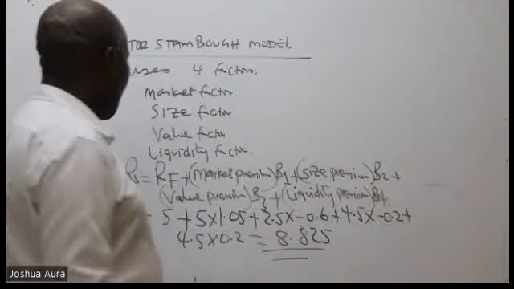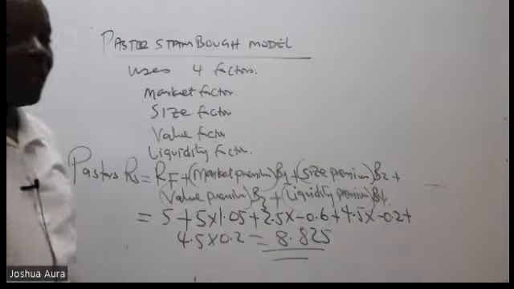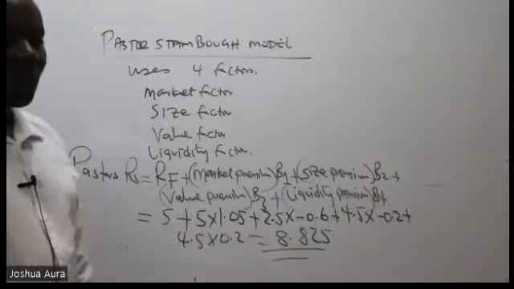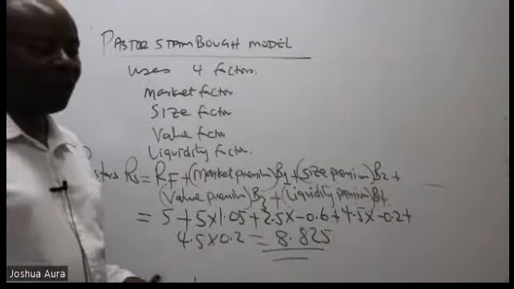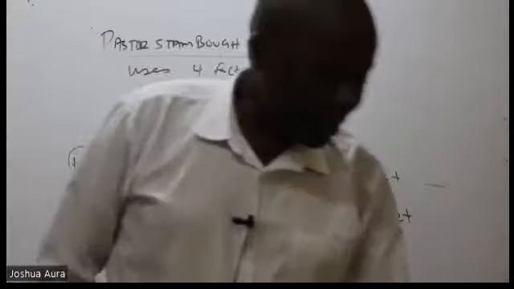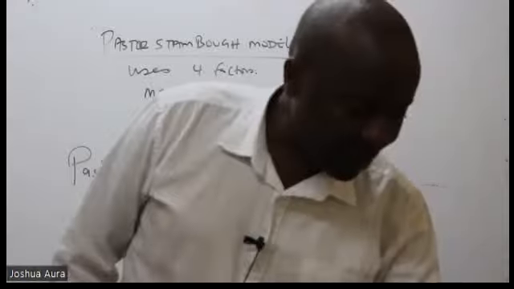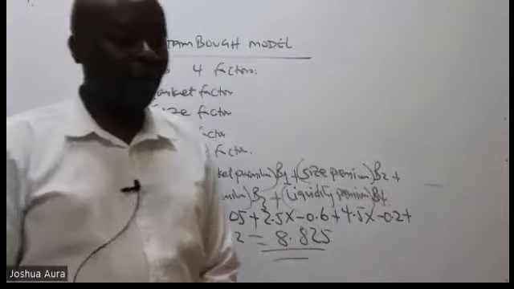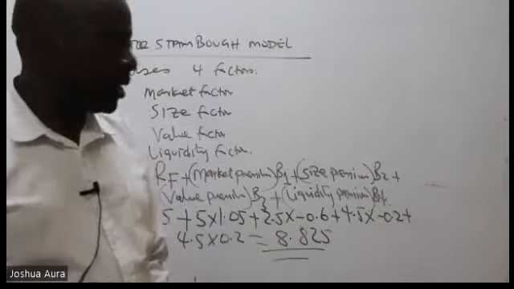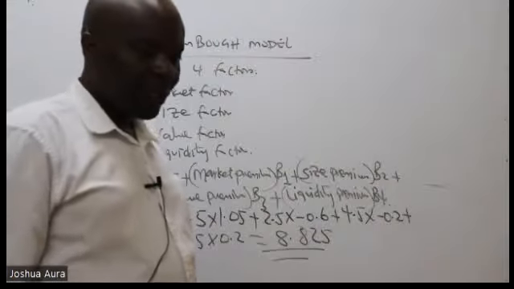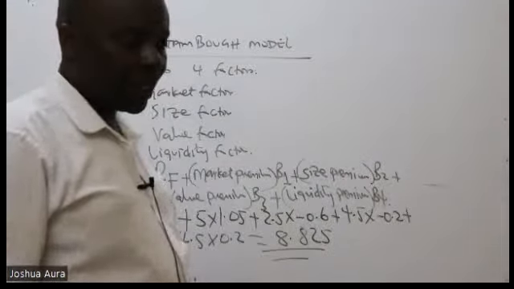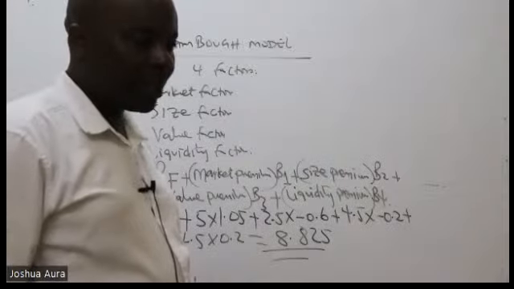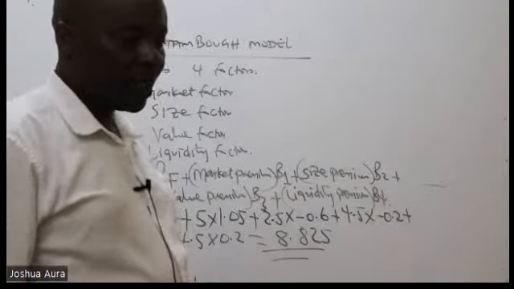8.825%. That is the Pastor's returns, the Pastor-Stambaugh model. They're saying it's 6, not 8. So it's supposed to be 6 point what? Check again. Give me the correct answer.